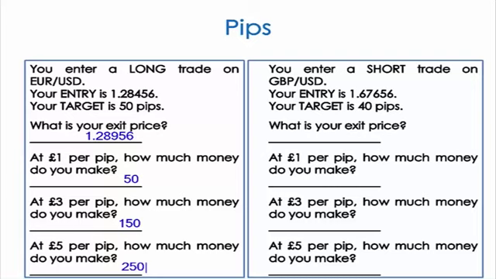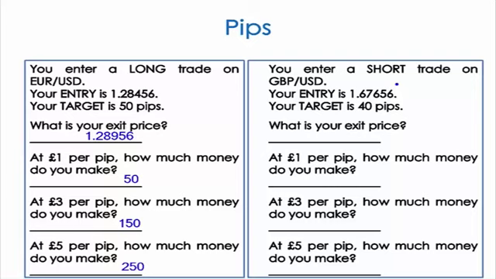So we've deliberately got these in different boxes. If we look at selling now on the short side, so you enter a short trade on the GBP USD. And we're going to be entering at 1.67656. But now we're selling, we're expecting price to go down, not up. So we're selling the pound against the US dollar and we're actively looking for the price to move lower. And our target being 40 pips, we want the price to move 40 pips lower than our entry price.